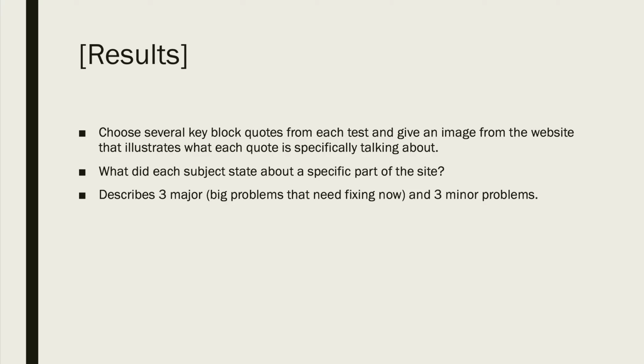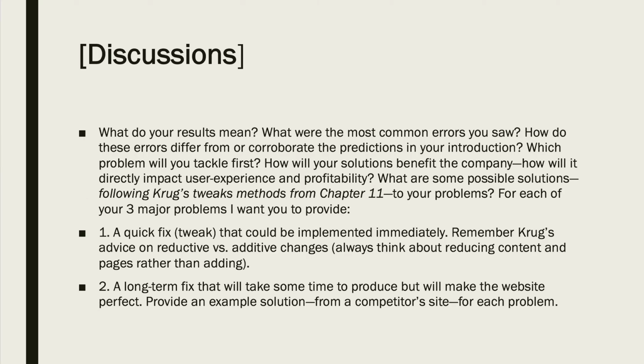And then in the results, you want to describe 3 big fixes and 3 smaller fixes. So 3 major problems you see that need fixing right now, and then 3 minor problems that would help but aren't as critical as the 3 major ones that are causing so many problems for the usability of the website.